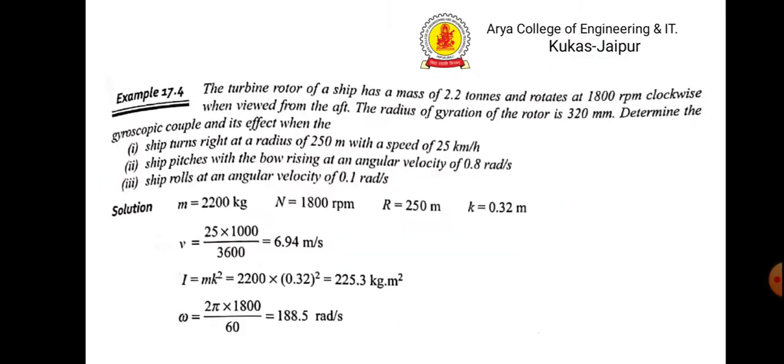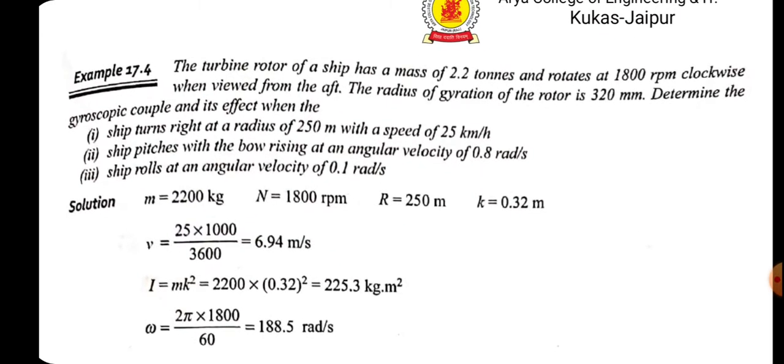So let us take one example: the turbine rotor of a ship has a mass of 2.2 tons and rotates at 1800 rpm clockwise when viewed from the AFT, that is rear side. The radius of gyration of the rotor is 320 mm. Determine the gyroscopic couple and its effect when the ship turns. So first of all, we will have to calculate the omega. M is given, N is given, R is given, K is given, V is given. So I equals mk square and omega equals 2 pi N by 60.